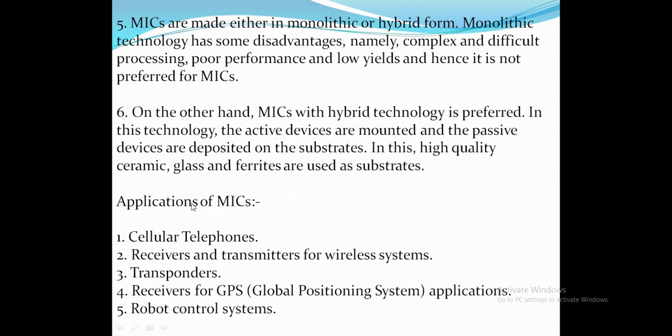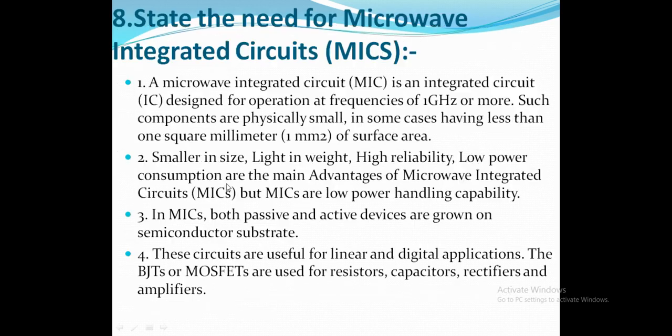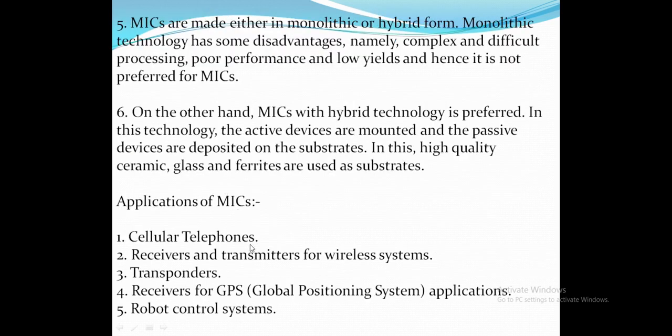And coming to the applications of microwave integrated circuits: cellular telephones, receivers and transmitters for wireless systems, transponders and receivers for GPS, that is global positioning system applications, and robot control systems.